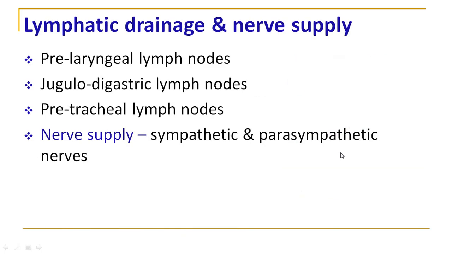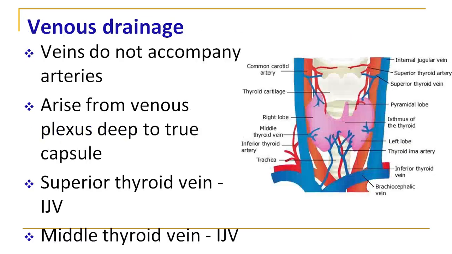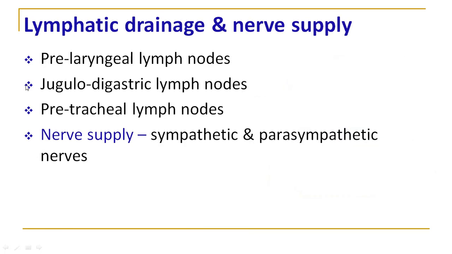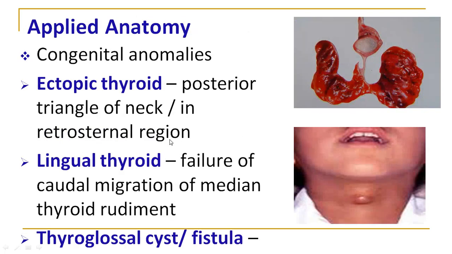Come to the lymphatic drainage. The lymph nodes can be in front of larynx, in front of trachea. So we call it as pre and paralaryngeal lymph nodes, pretracheal and paratracheal lymph nodes. Also, it goes to the deep group of cervical lymph nodes called as jugulodigastric lymph nodes. The nerve supply of the thyroid gland is both from sympathetic and parasympathetic nerves.